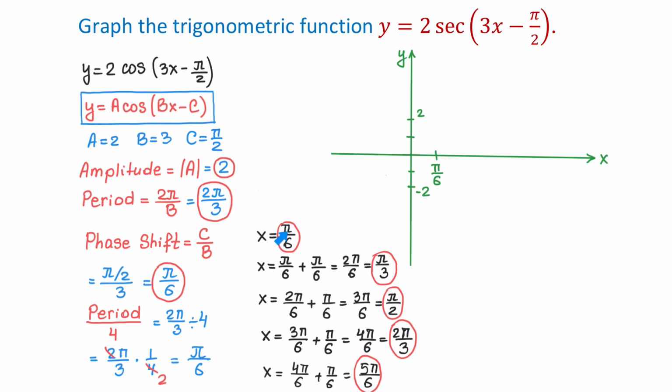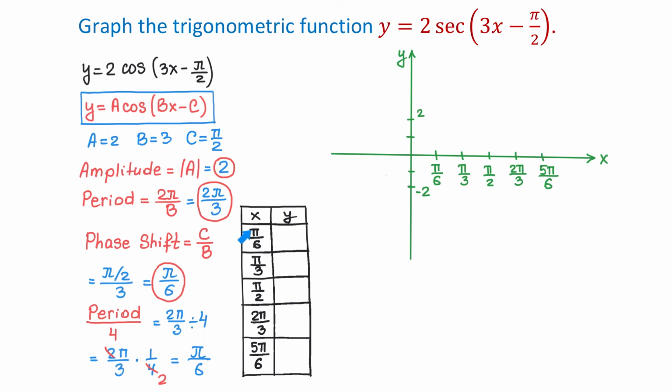Now I will take all these values and I will plot them along the x-axis. So here we have pi over 6, pi over 3, pi over 2, 2 pi over 3, and 5 pi over 6. Now I will write all these x coordinates in a table and then I will use this function to find the y coordinates.